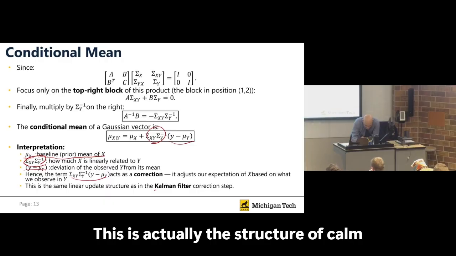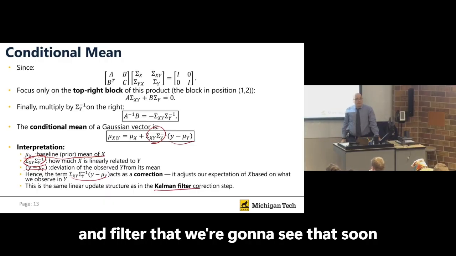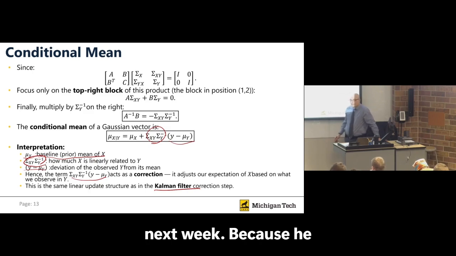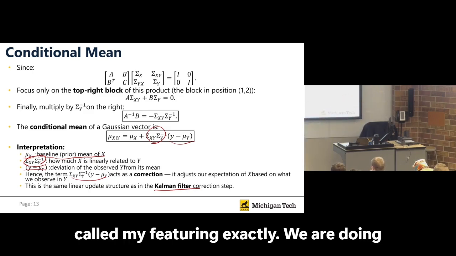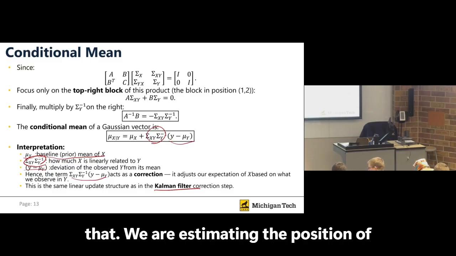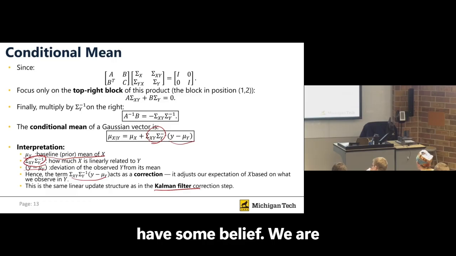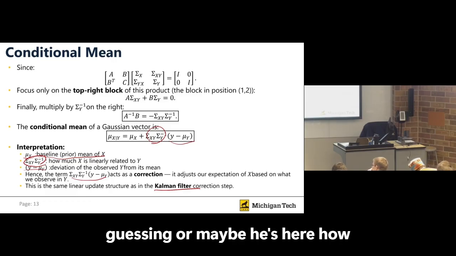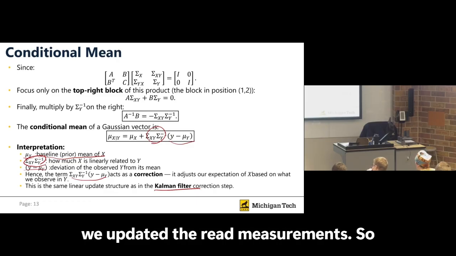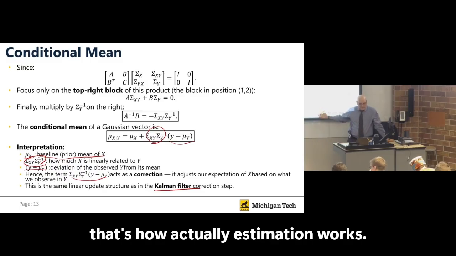This is actually the structure of the Kalman filter that we're going to see soon, next week. Because in the Kalman filter, exactly we are doing that. We are estimating the position of something based on new measurements. We have some belief, we are guessing, oh, maybe he's here. How do we update it? We read measurements. So that's how estimation actually works.